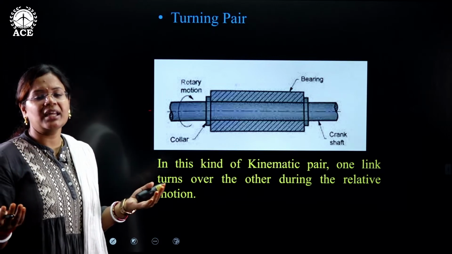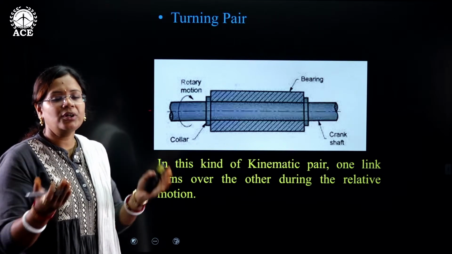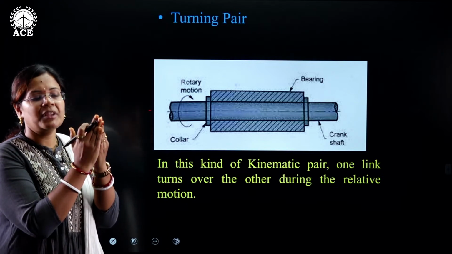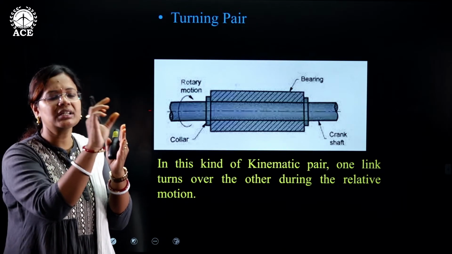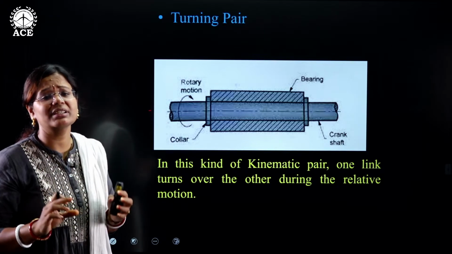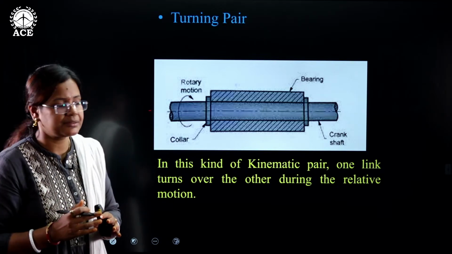Coming again to a day-to-day life example I can give, you have seen a door, right? When you open and close the door, you see hinges. The doors are connected with the help of hinges. So hinges are one of the examples of turning pairs.